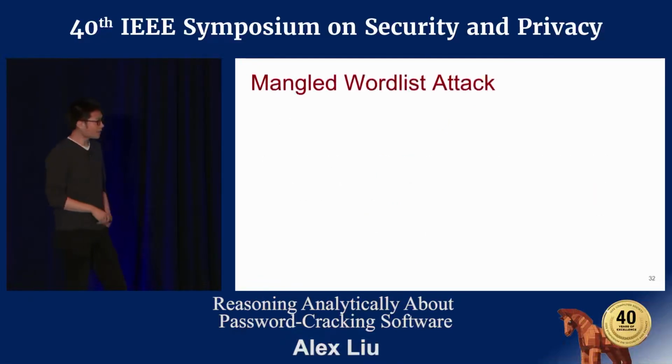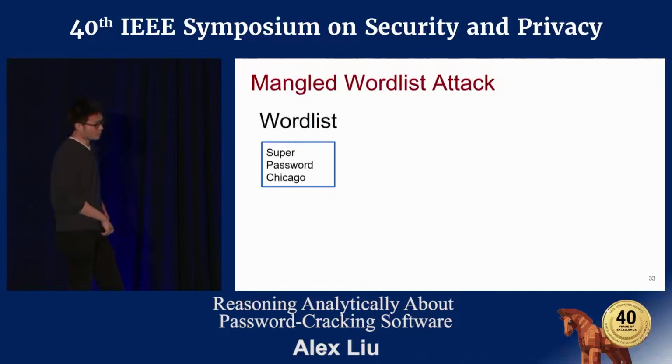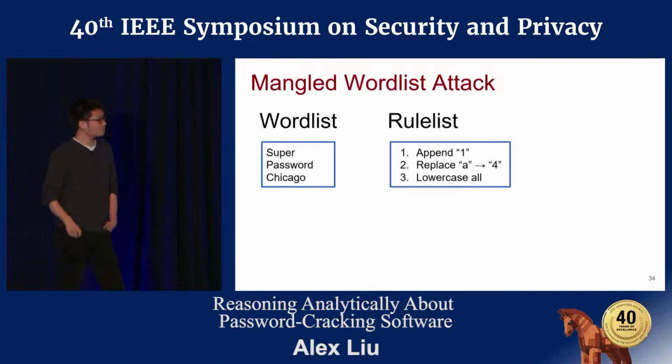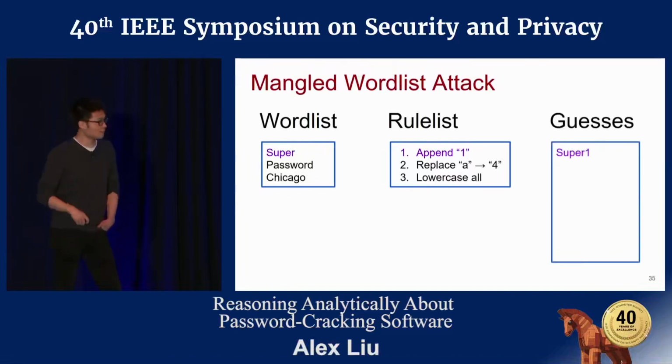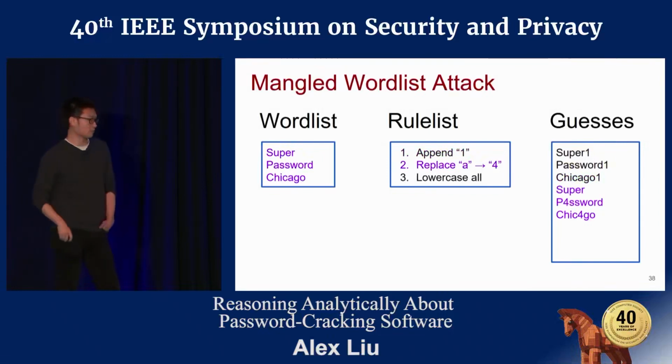So the most common attack performed by these tools is what we call a mangled word list attack. It takes in two types of inputs. The first, a word list, which consists of common passwords or any words that you think are good as starting points. Because the idea is to perturb words in a way that humans do, it takes in a rule list that specifies how to perturb words. And the tool will now issue a stream of guesses. You will first append 1 to super and guess super1, and then append 1 to password and guess password1, and append 1 to Chicago and guess Chicago1, and then move to the second rule, apply it to everything in the word list. And you keep doing this until you're out of words and rules.